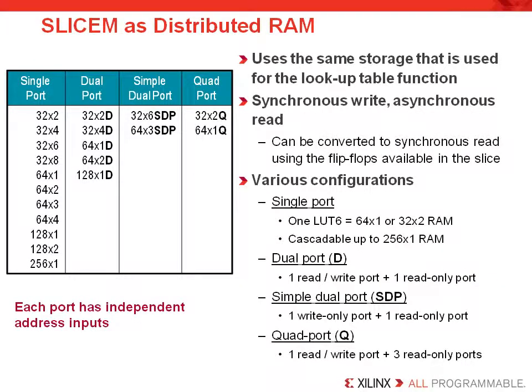Many, but not all, LUTs in the FPGA can be configured for distributed RAM. This is a small 64-bit memory that can perform as a single, dual, or quad port memory. Each port has independent address inputs and has a synchronous write and an asynchronous read. There are 4 configurations, as you can see from the slide.